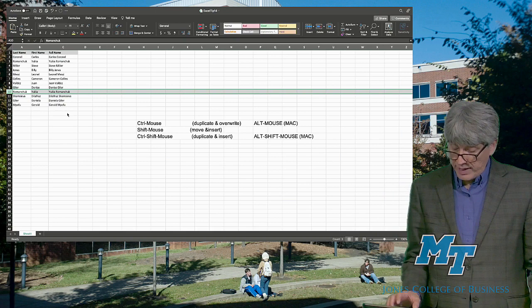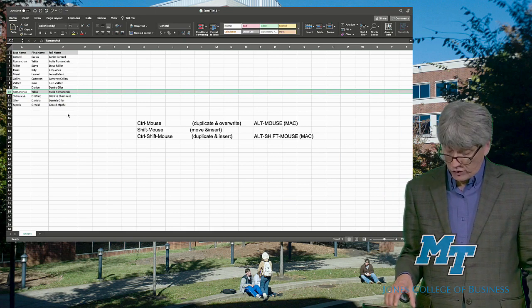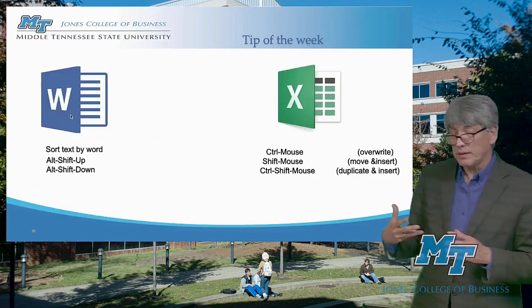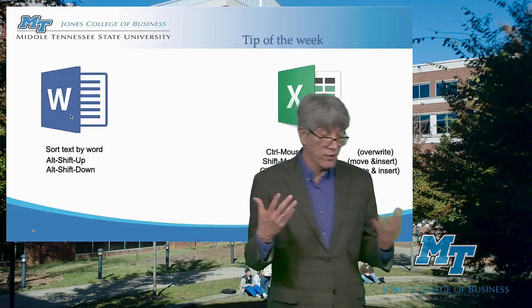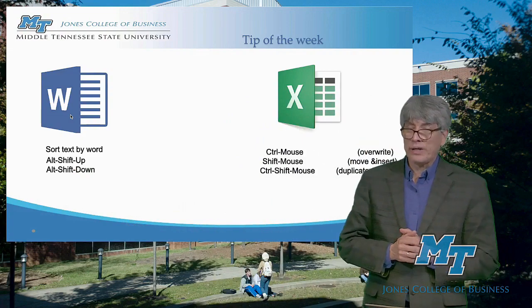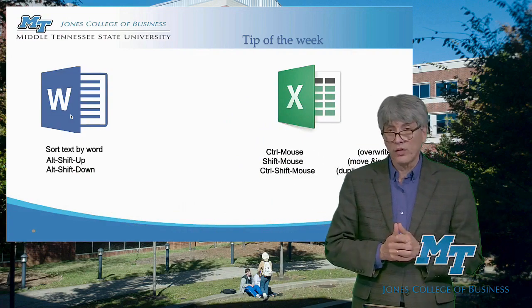So these are basically the key combinations that allow you to work with rows of text in Excel and in Microsoft Word, both to quickly sort data and to move data around in rows of data.